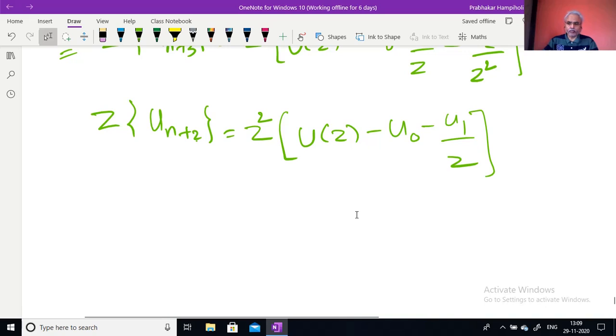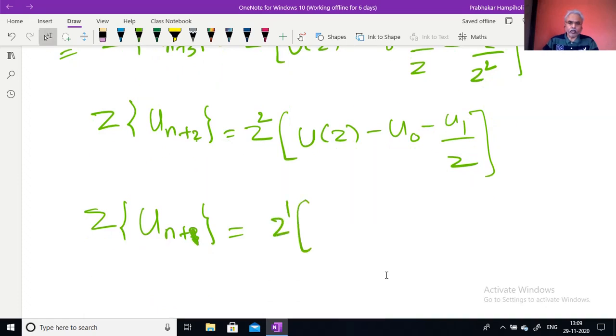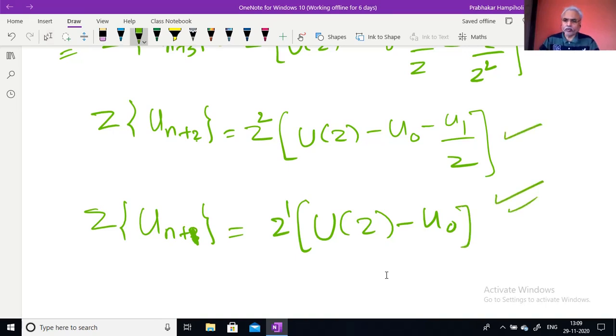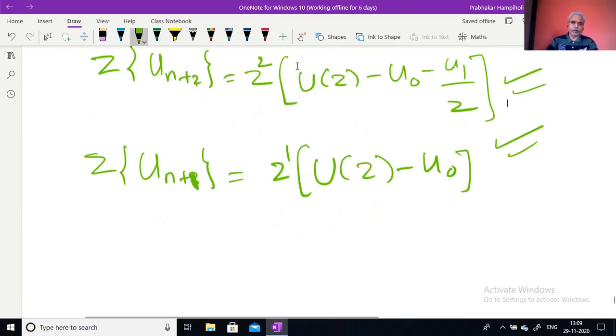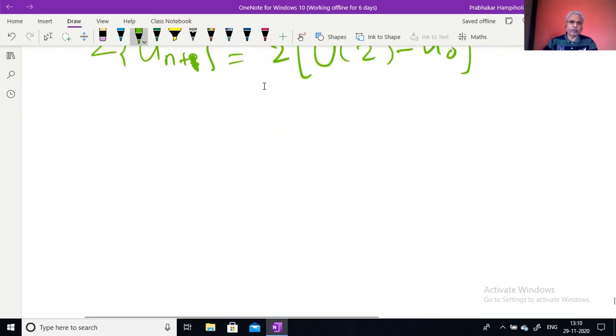The z transformation of un plus 3 we just did. Let us do un plus 1: z raised to 1 times the original function minus u naught, because here 1 minus 1 is 0, so u naught. Stop here. These two especially will be very useful from the examples point of view, so important examples are asked using these functions. Let us find some examples using these shifting theorems.